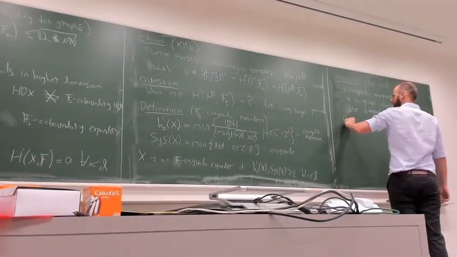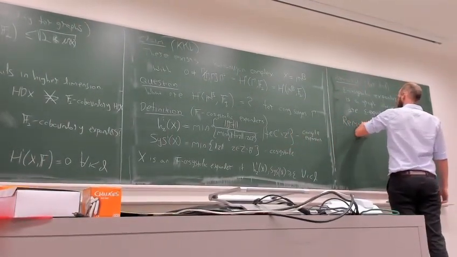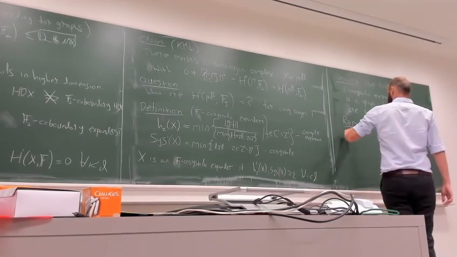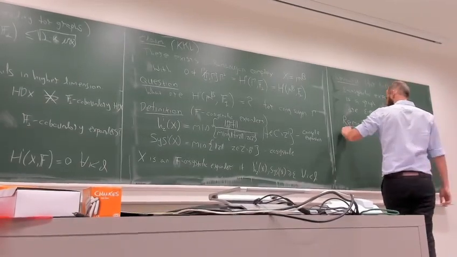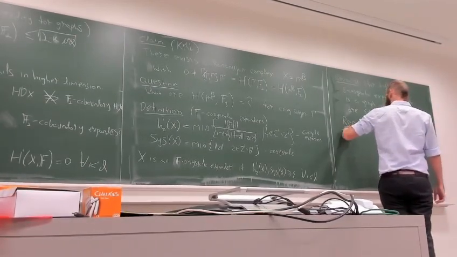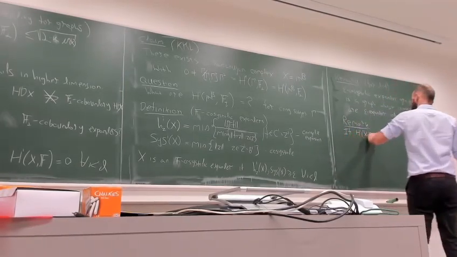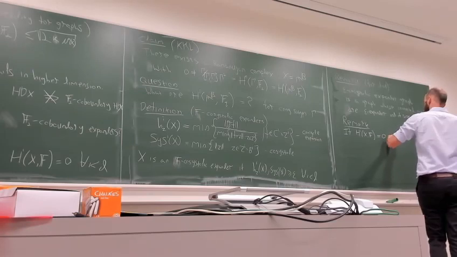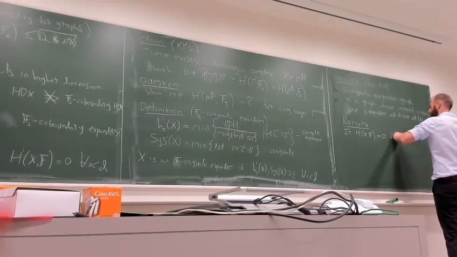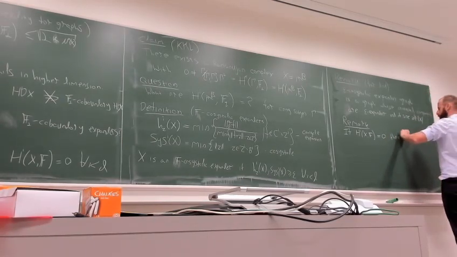And there's another remark, which is really, really simple. So if the cohomology vanishes, then there's absolutely no difference between the two constants.